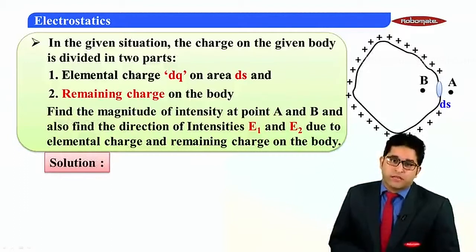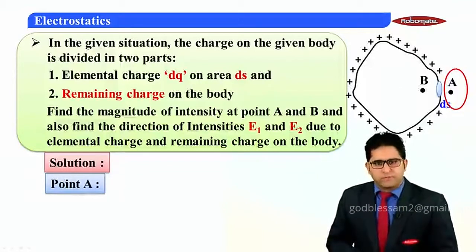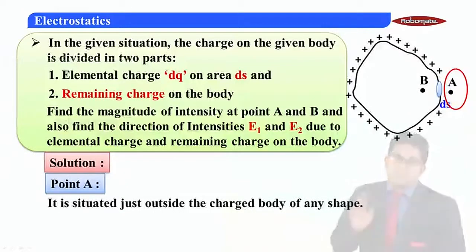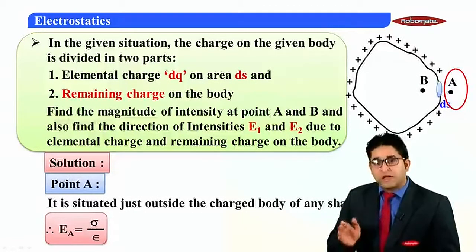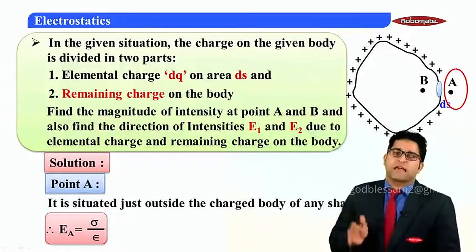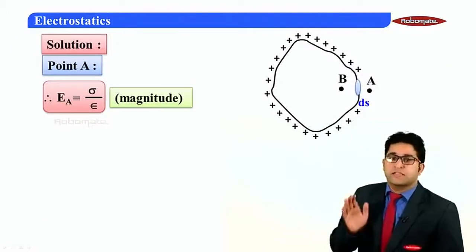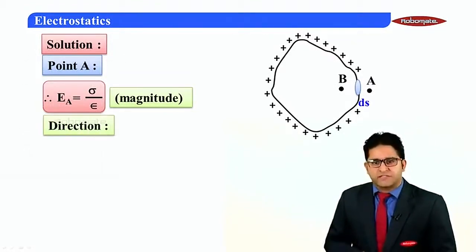Right, first of all we'll consider point A. Now see point A carefully. Now this point A is situated just outside the charged body, right? Do you remember the third application of Gauss theorem? Yes. Now as point A is situated just outside the charged body, the magnitude of intensity at point A is given by the formula EA equal to sigma upon epsilon, where sigma is the surface charge density, and epsilon is the permittivity of the medium, which can further be written as epsilon naught K, right? So let us move further. So this EA, equal to sigma upon epsilon, is the magnitude of intensity at point A, right? Now let us move towards the next part, that is direction, right?